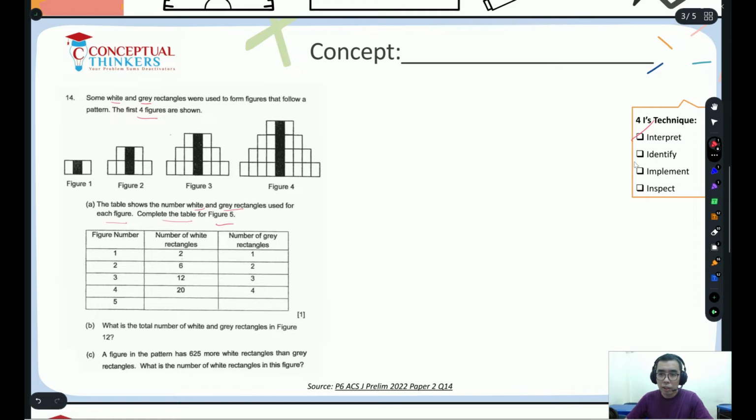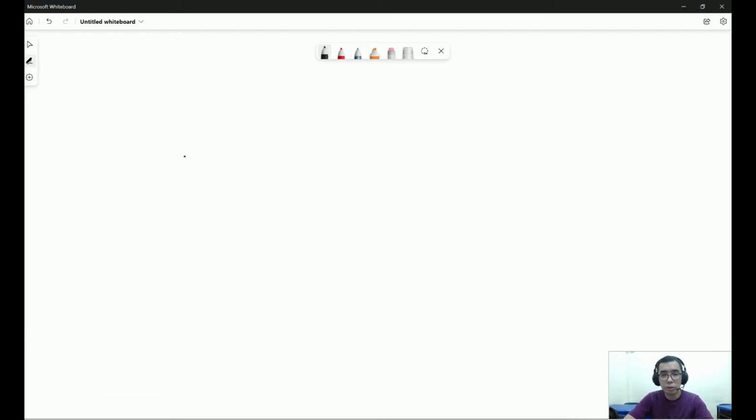Now this is actually a pretty easy to identify concept. This is under what we call number patterns. Before I start to implement the steps to solve the question, I think it would be good if you can spend some time to analyze the ways to solve number pattern questions. So allow me to show you some examples of the number pattern techniques.